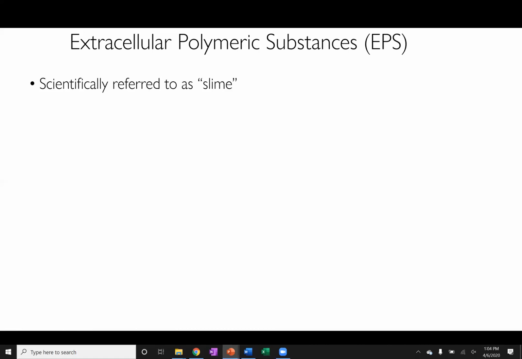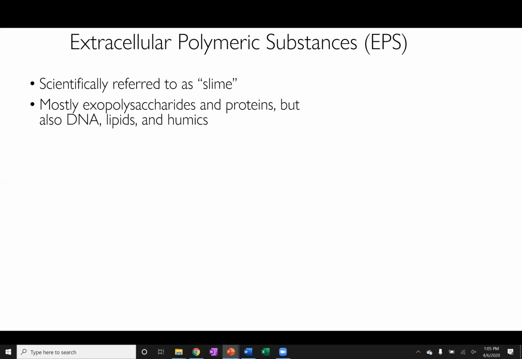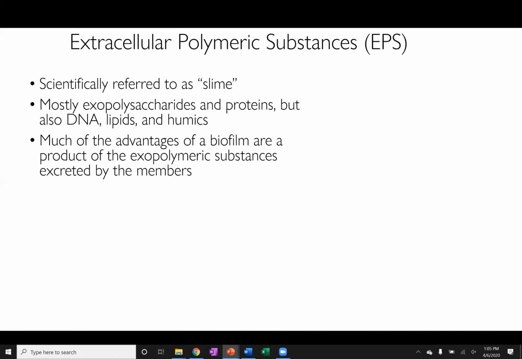So we should briefly talk about EPS, or exopolymeric substances. These are typically referred to as slime. This is actually a scientific term, not just me calling it gross. Mostly exopolysaccharides and proteins, but there is also DNA, lipids, and humics inside of these EPS substances. Much of the advantages of a biofilm are actually a product of these exopolymeric substances that are excreted by these members. Interestingly enough, what these do is form a sticky impermeable barrier.